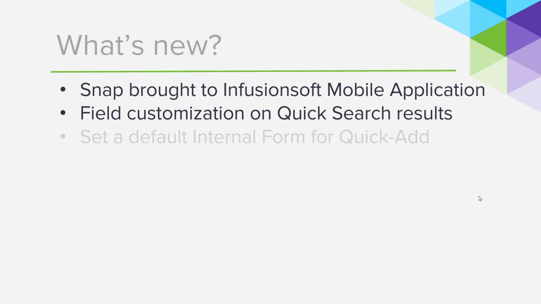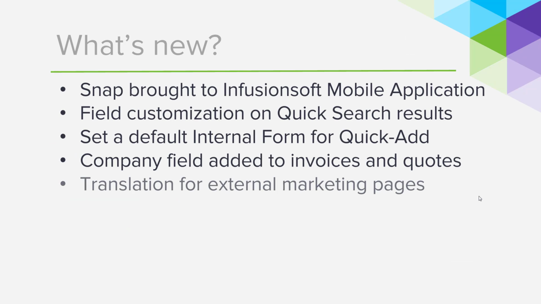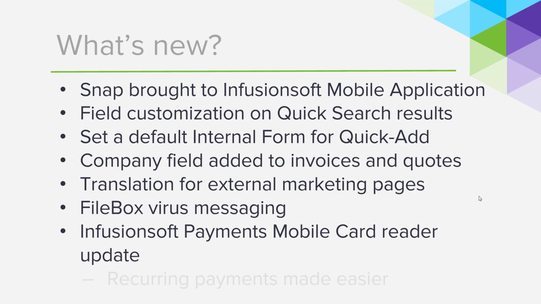Now it's finally that time to unveil January's new additions. First up, Snap has now been integrated into the Infusionsoft mobile application. We can now customize what fields we see when using Quick Search. Internal forms can be set up as the default for Quick Add. The company field has been added to invoices and quotes. Translation options are now available for certain external marketing pages. Really excited about that one. There's a new message when uploading into the FileBox in regards to viruses. And last but not least, we've made accepting recurring payments easier through the Infusionsoft mobile card reader. Now that I've got your attention, let's dive right in.